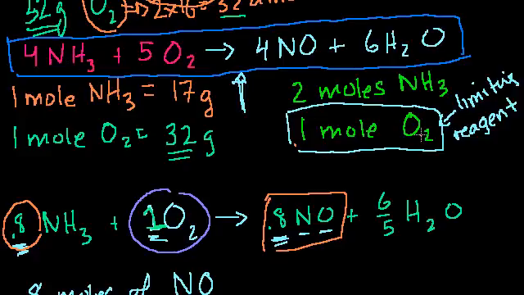So oxygen in this example was the limiting factor. If I had, let's say, 10 moles of oxygen and 2 moles of ammonia, ammonia would have been the limiting factor, because I would have had more than enough oxygen. For 2 moles of ammonia, I only need 2.5 moles of oxygen, so 10 moles would have been overkill. Anyway, see you.